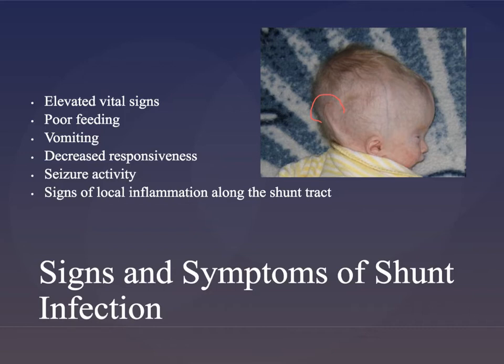Boys are the kids that you usually can see walking around with the shunt, and you can see the tract on them. Girls, we tend to be able to hide it with our hair because we wear longer hair.